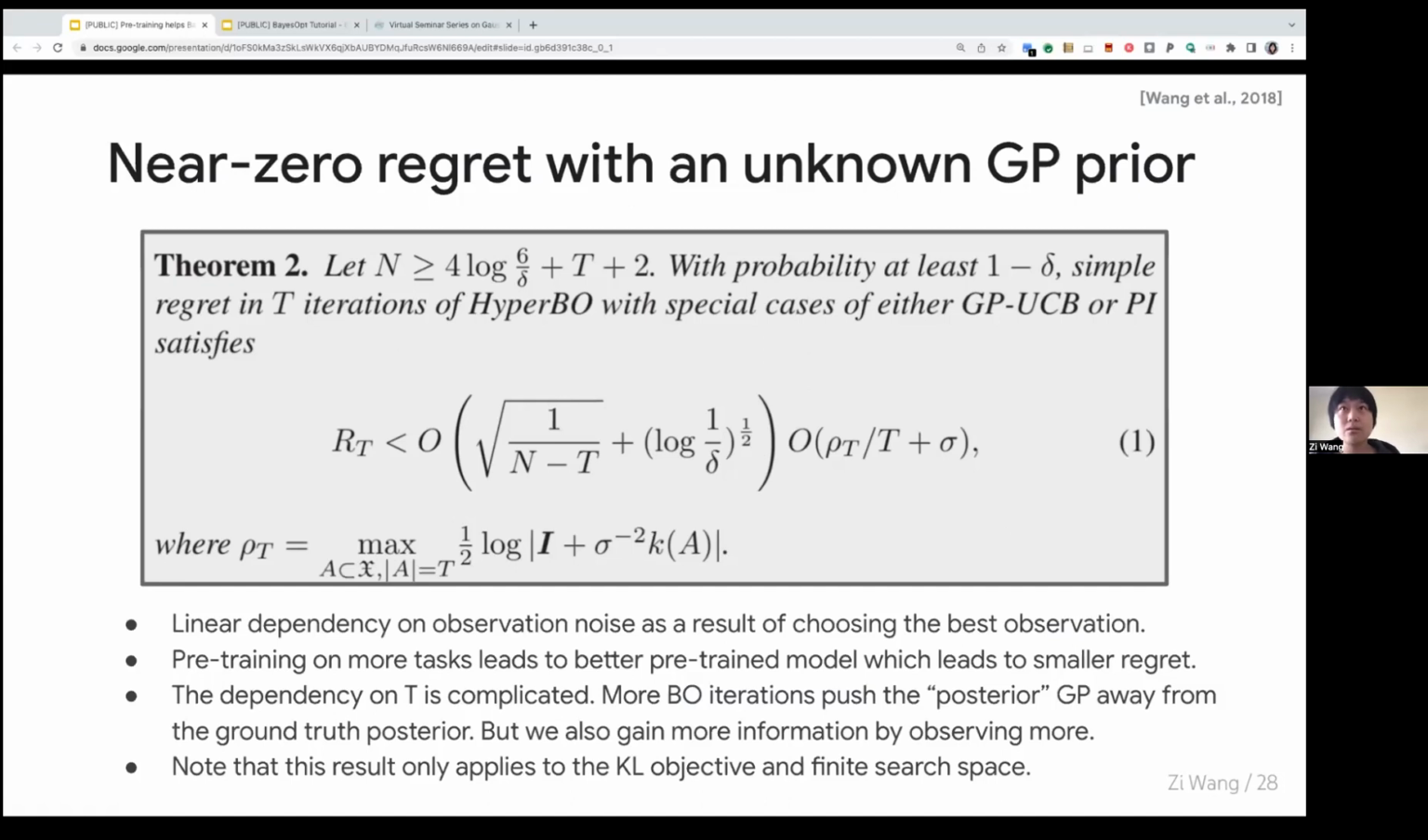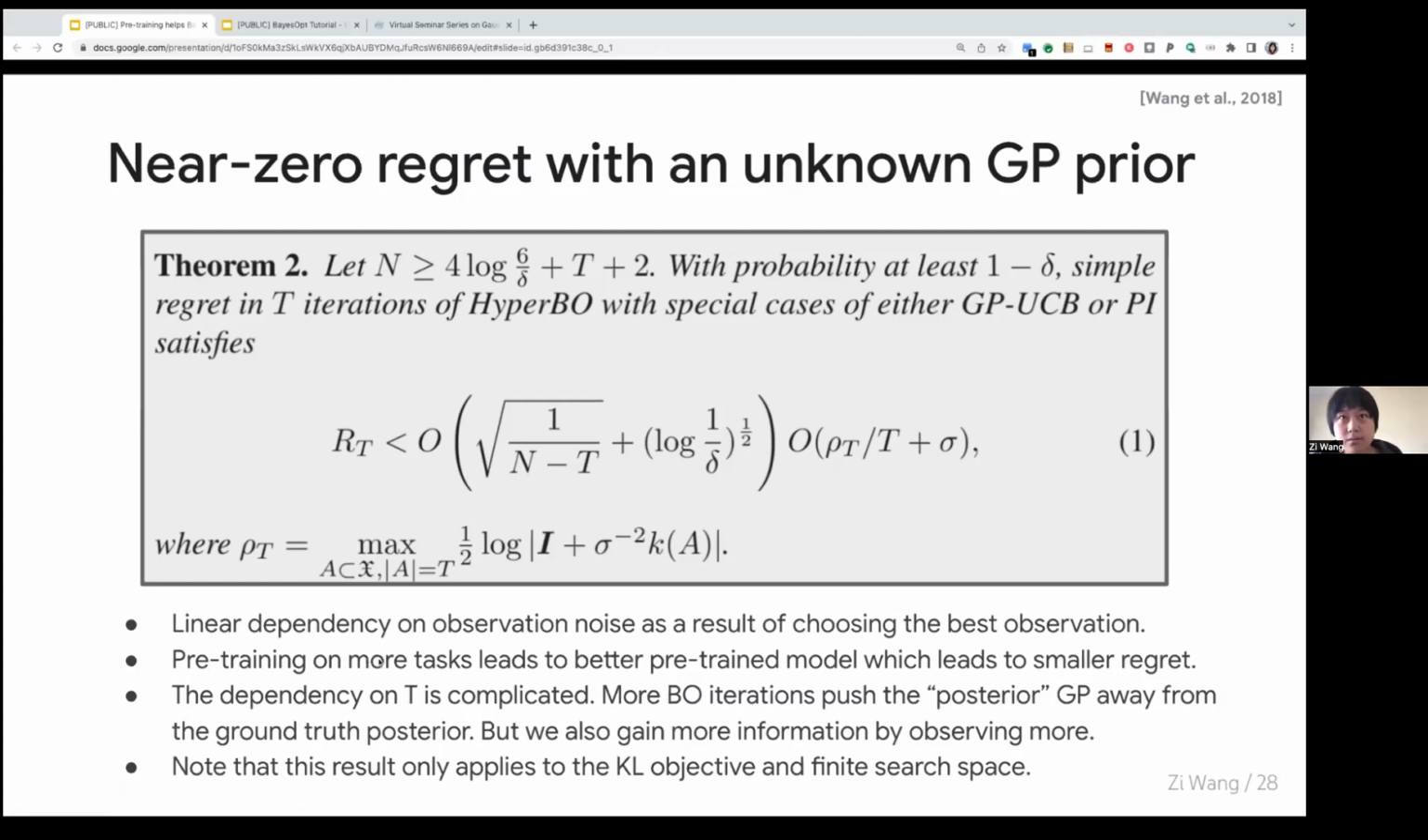But in practice, we do have these types of problems, right? We don't know how to set the priors. And once we don't have a prior, how do we know how good our approach is? So this particular work filled in that gap and shows that if we don't know the prior, we can do some estimation and we're still good. So here we prove a regret bound. It has linear dependency on observation noise because we're trying to choose the best observation instead of the best f, the underlying function value.